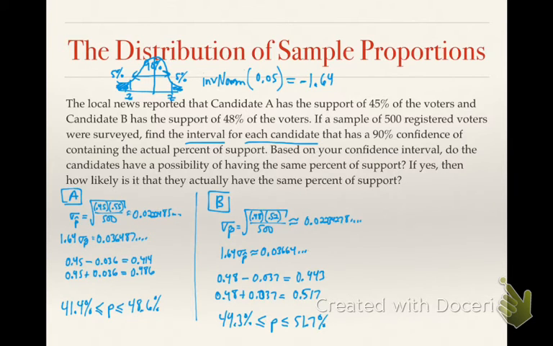So the question is, based on the confidence intervals we found, do the candidates have the possibility of having the same percent of support? Yes. And if yes, how likely is it they actually have the same percent of support? Well, it looks like they have an overlap of 44.3% to 48.6%.